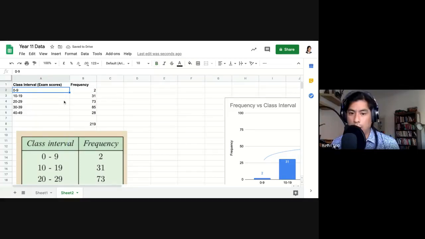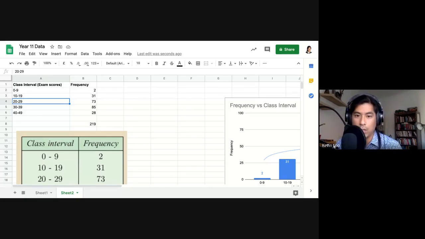I took it from the textbook, so I'll read the whole question. This table summarizes the marks received by students for a physics exam out of 50. Estimate the mean mark is the question. What's the modal class? Can the range of data be found?